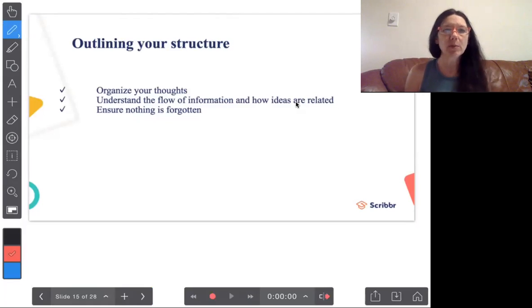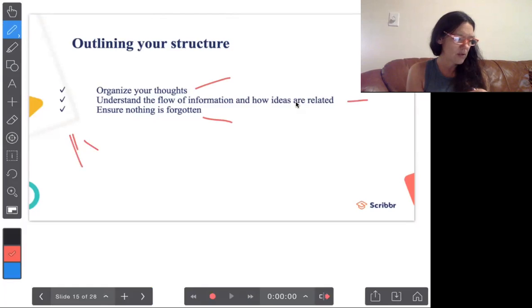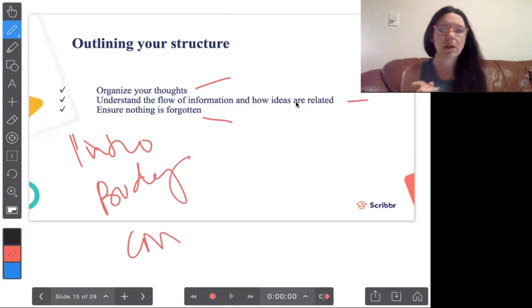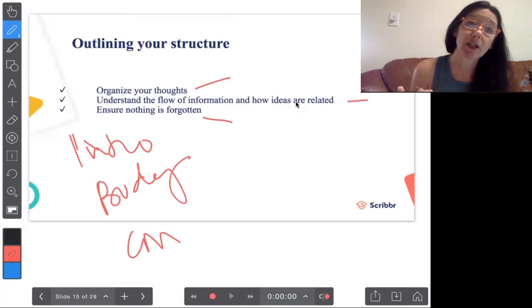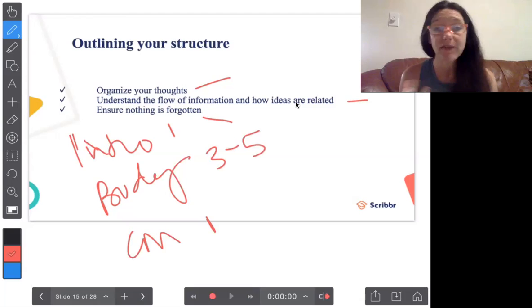Outline. Again, doesn't have to be a formal outline, but you need to organize your thoughts. Flow of information, how they're related, make sure nothing's forgotten. So we talk about that in the 5-paragraph essay, right? We have an intro paragraph, we have your body, and then we have your conclusion. So this doesn't mean it has to be 5 paragraphs. Might be 6 paragraphs, might be 7 paragraphs. So the body is, so this is 1, and this is probably 3 to 5, depending on how many questions you have and how much you want to answer. Don't try to shove your ideas into 3 paragraphs if you need more. Don't try to make more paragraphs if you need only 3.